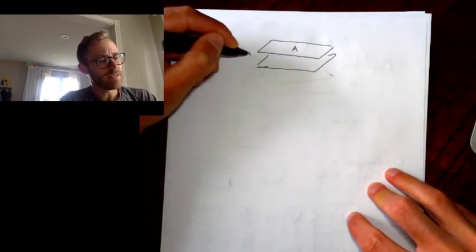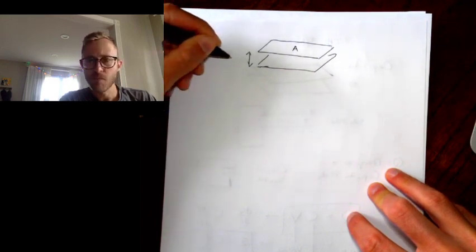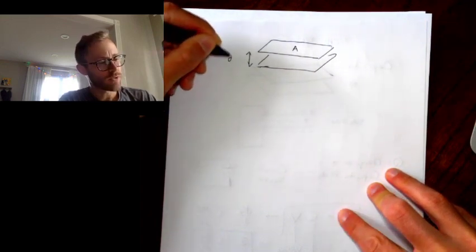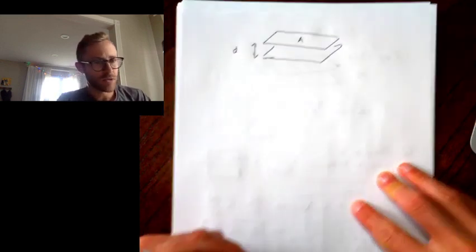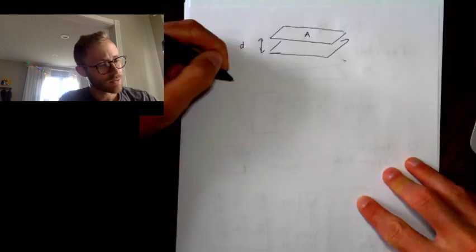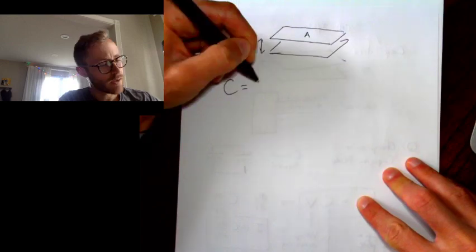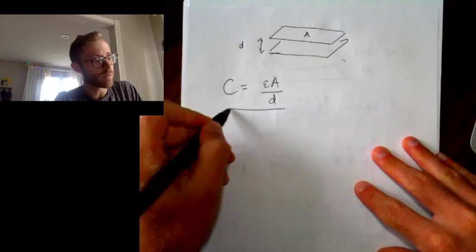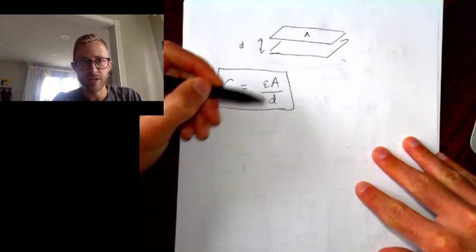And D is the distance between the capacitor plates. And so the capacitance is epsilon A over D. So this is our second main formula for today. I just explained what A and D are.